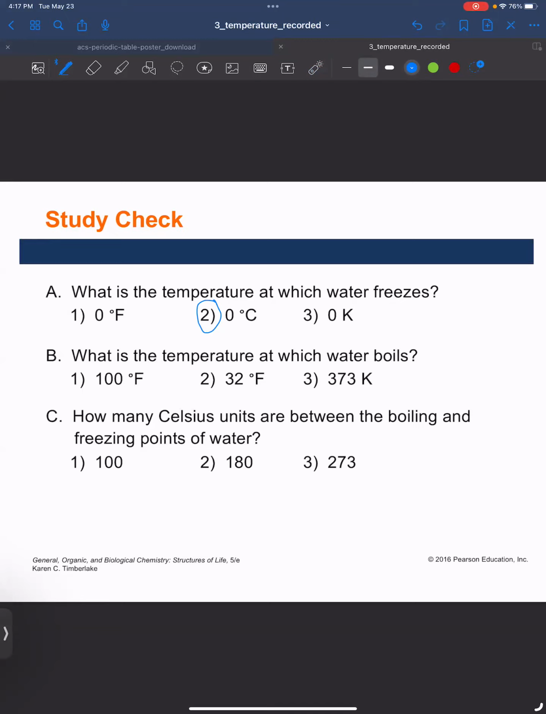What is the temperature at which water boils? Excellent, 373 Kelvin. How many Celsius units are there between the boiling and freezing points of water? Good, there's 100.